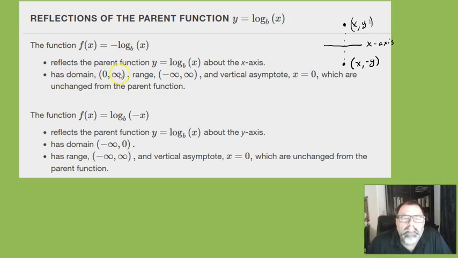The domain stays the same, the range stays the same, and the vertical asymptote stays the same. They're all unchanged.